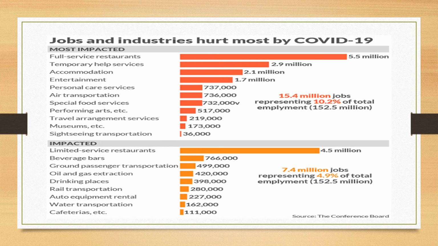So all these are individually examples of microeconomics. Water transport is an example of microeconomics. Railway is an example of microeconomics. Restaurant industry is an example of microeconomics. Airlines industry is an example of microeconomics. Personal care services is an example of microeconomics. So how all these industries are affected by COVID-19 is given here.